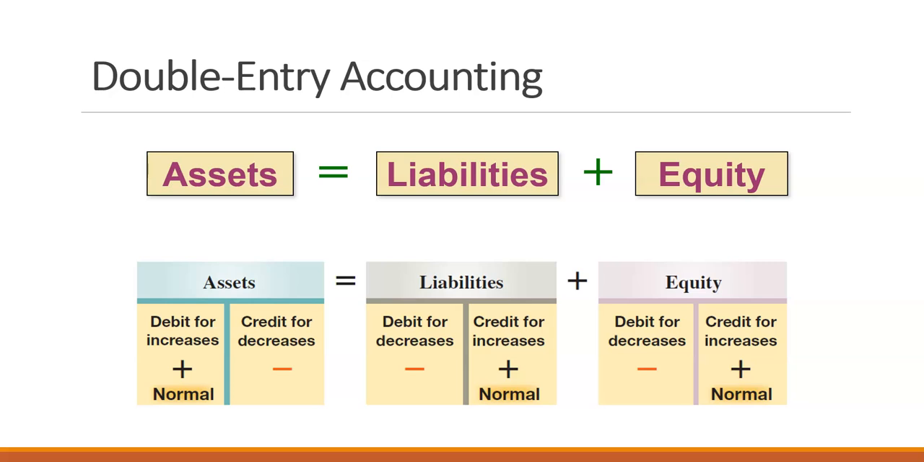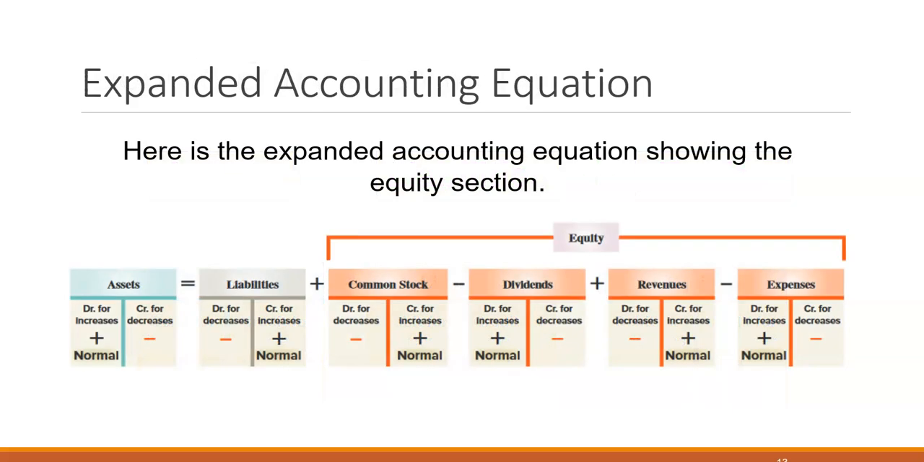For equity accounts, we credit for the increases and we debit for the decreases. Now there are some exceptions to the rule for the equity accounts. And we see that in this expanded accounting equation where we expand out the equity section. So for dividends and expenses, things that decrease our equity account, that has a normal debit balance. So we think about how it affects that kind of account.